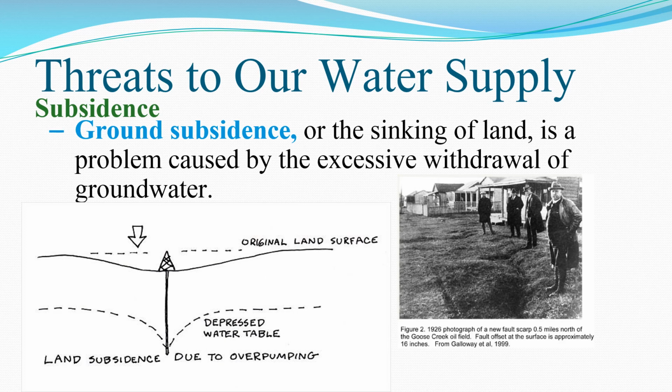So subsidence, ground subsidence, or the sinking of land, is a problem caused by excessive withdrawal of groundwater. So this is where you see in this picture, right where they stand, the ground kind of sinks in. This is taken away from the water source. So if the water was helping keep the land up, once the water goes down, the land goes down as well.